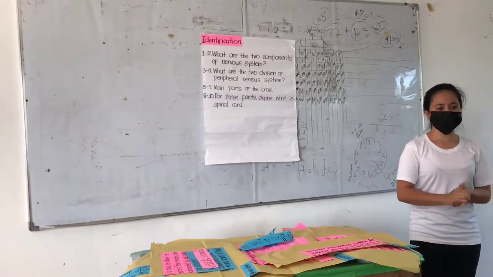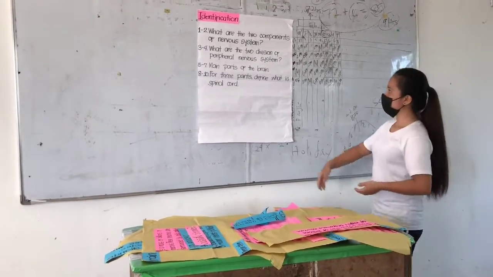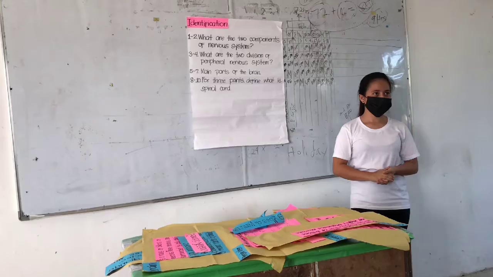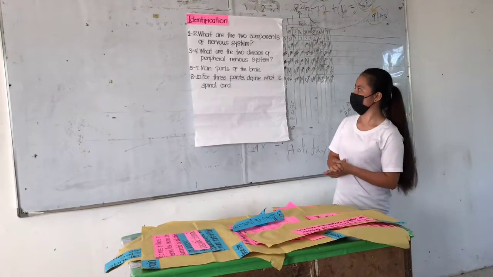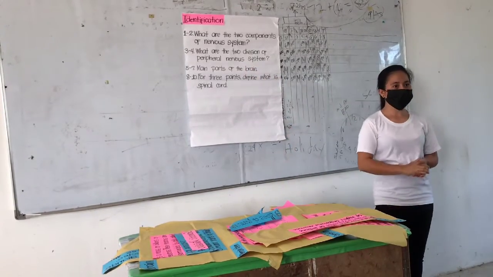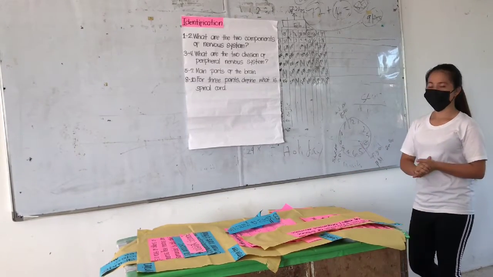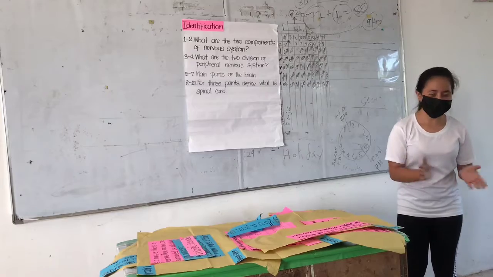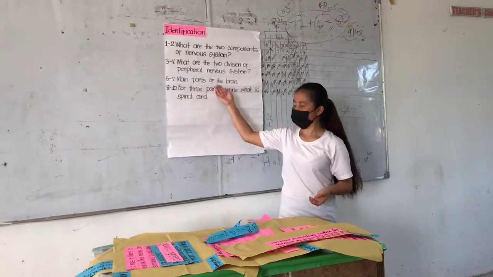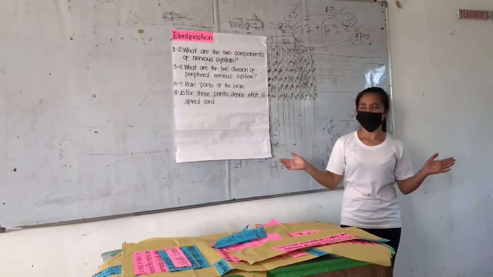Okay. Are you done? Yes, ma'am. So please exchange your papers. So class, what are the two components of the nervous system? Erica? Peripheral and central nervous system. Okay, that's correct. What are the two divisions of the peripheral nervous system? Rina? The two divisions of the peripheral nervous system are the somatic division and the autonomic division. Okay, correct. What are the main parts of the brain? Brainstem, cerebellum, and cerebrum. Okay.